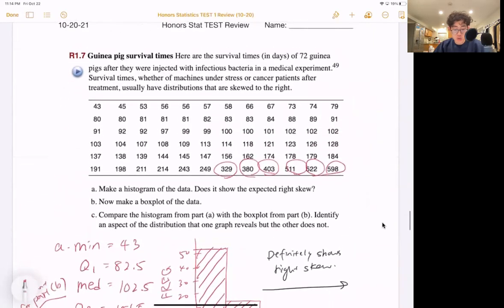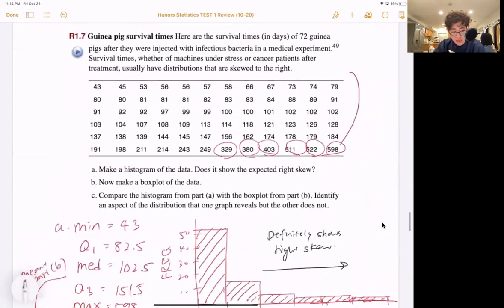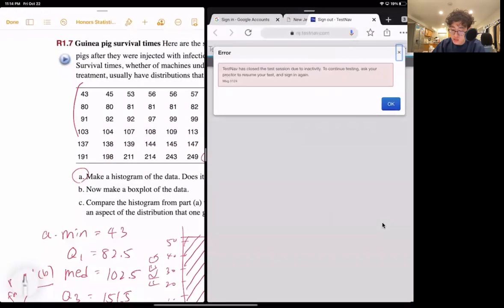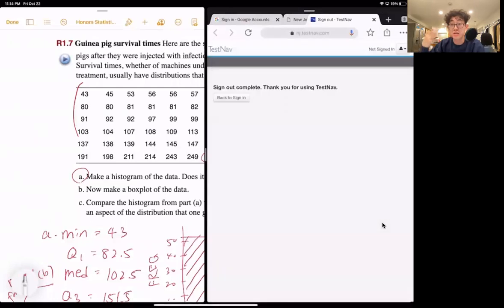All right, next question. So we have guinea pig survival times, and I give you a lot of data points here. The first question is make a histogram of the data. I have put this in the data set. Oh boy. Okay, so I lost all my data from the calculator.